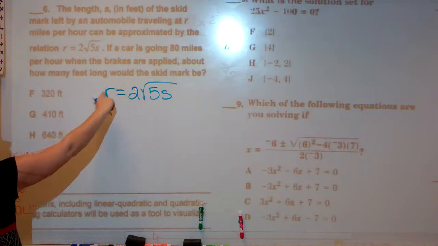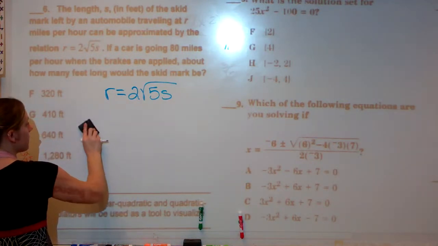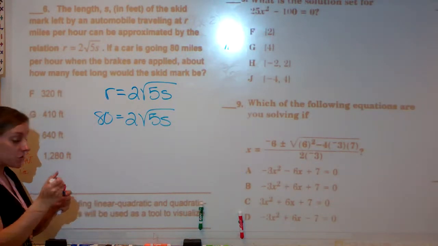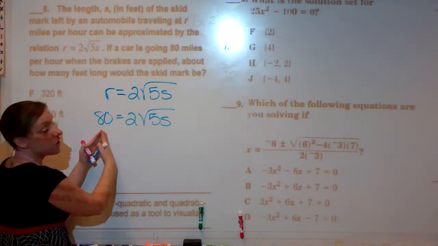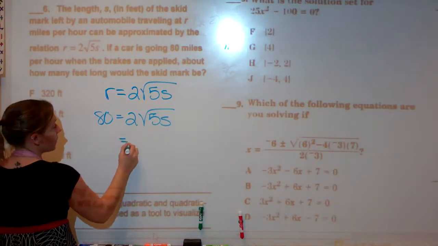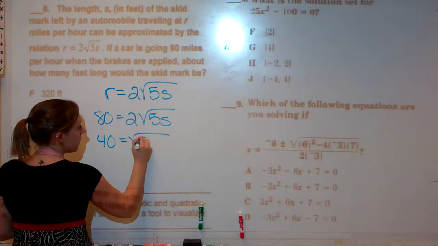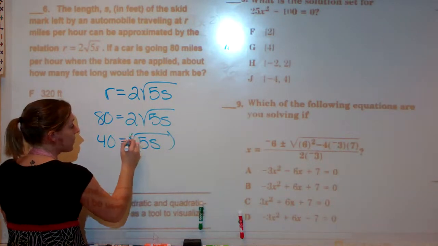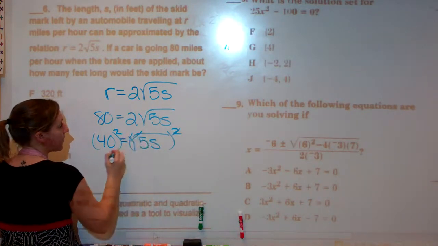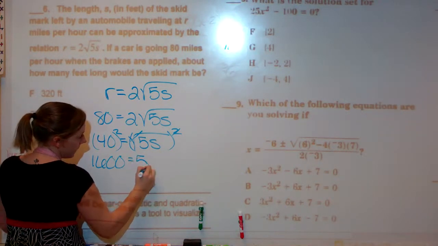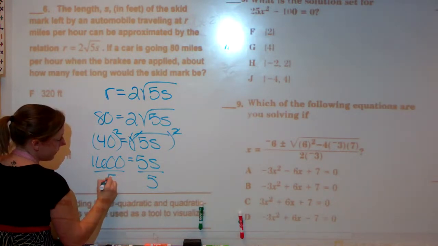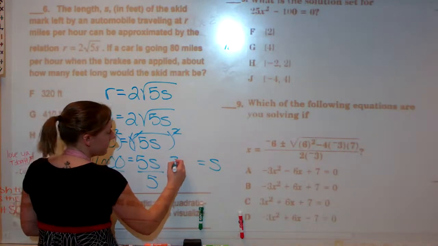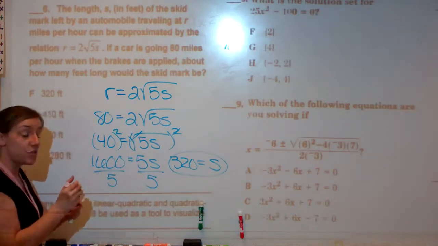All right, 80 is our rate. So we put 80 in here. And you can do 2 things. You can either put this into y equals and look at where it's 80, or you could solve it from here. So algebraically, you get 40 equals the square root of 5s, because I divided the 2 out. Then you square both sides to get rid of the root, you get 1600. Then you divide both sides by 5. So you get s equals, I believe it is, 320 when you divide. That's how you could do it algebraically.